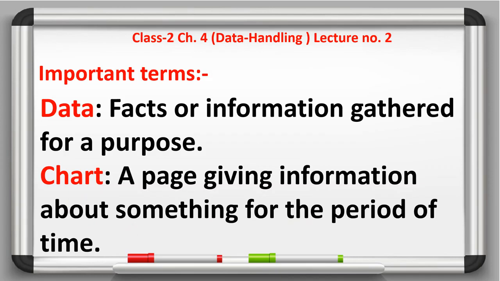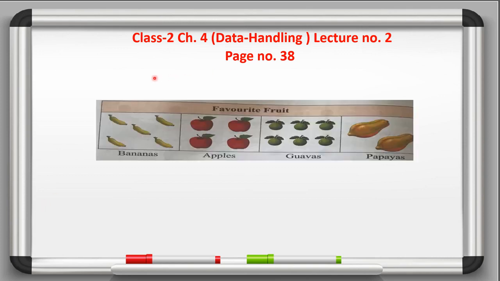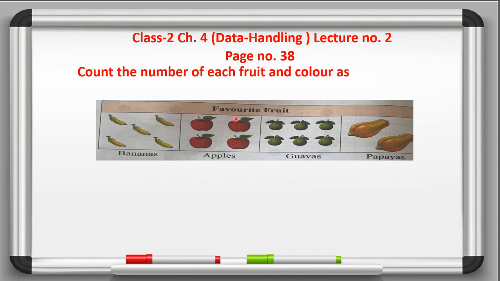Okay, beta, we will do question which is given on page number 38 in your book. So here this picture is given and here it is given, count the number of each fruit and color as many boxes for each as shown. So here you can see there is a picture, okay, and here it is given favorite fruit. Okay, so these are the bananas, then apples, guavas and papayas.